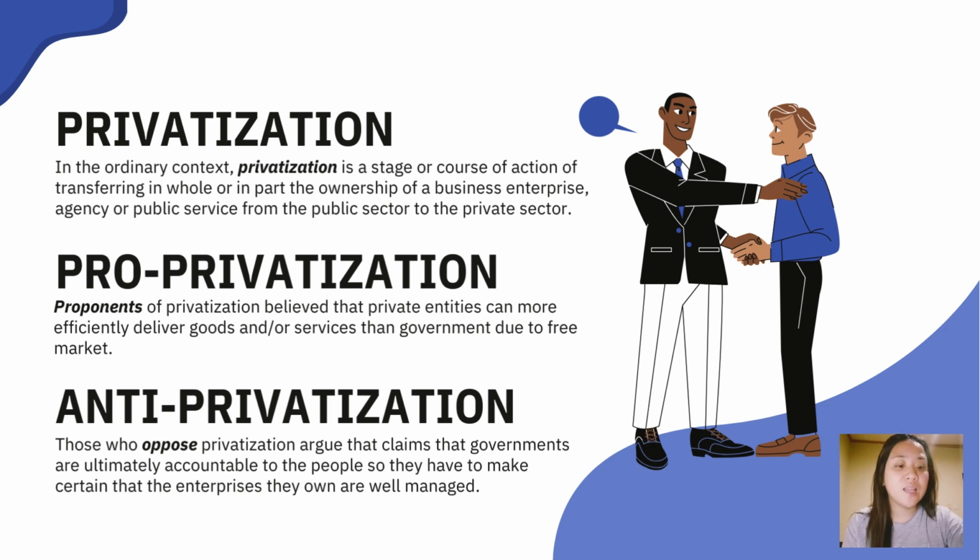Next is the anti-privatization. Opponents of privatization argue that government-owned enterprises should remain under public control because governments are accountable to the people. This accountability encourages responsible management and prioritizes public needs over profit. Since governments are subject to public scrutiny, they are more likely to ensure that state-owned enterprises operate in the best interests of the community.